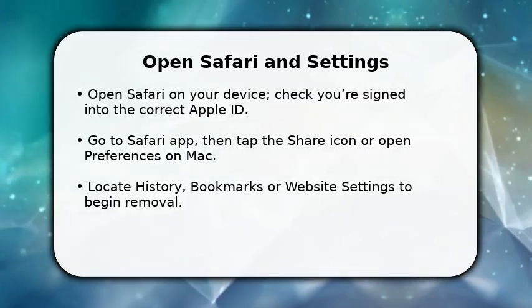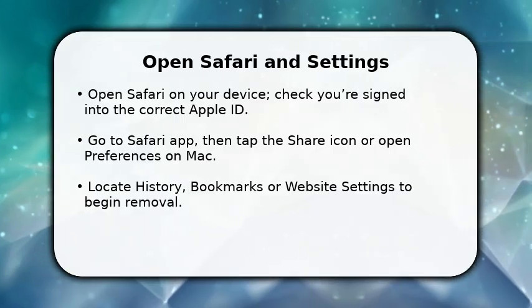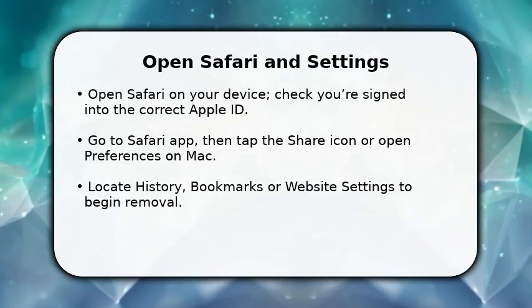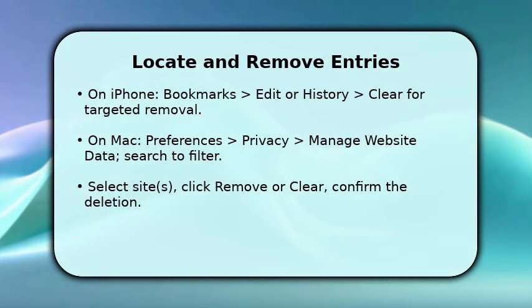Once done, identify the specific site or cookie data you want removed. Make sure to select the device or tab that holds the saved entry so you don't delete the wrong history or site settings. Now you remove the entries themselves.